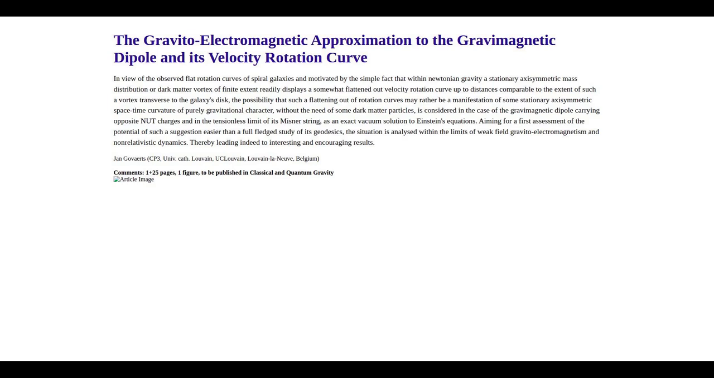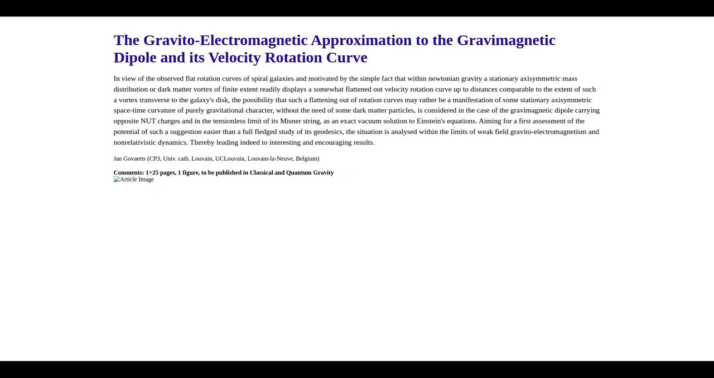Next article. The gravito-electromagnetic approximation to the gravimagnetic dipole and its velocity rotation curve. In view of the observed flat rotation curves of spiral galaxies and motivated by the simple fact that within Newtonian gravity a stationary axisymmetric mass distribution or dark matter vortex of finite extent readily displays its somewhat flattened out velocity rotation curve up to distances comparable to the extent of such vortex transverse to the galaxy's disk.